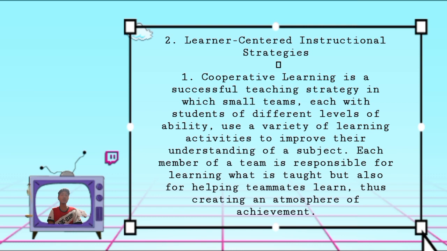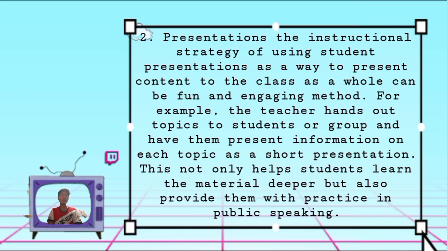One, cooperative learning is a successful teaching strategy in which small teams, each with students of different levels of learning, use a variety of learning activities to improve their understanding of a subject. Each member of that team is responsible not only for learning what is taught, but also for helping teammates learn, thus creating an atmosphere of achievement. 2. Presentations. The instructional learning strategy of using student presentations as a way to present content.